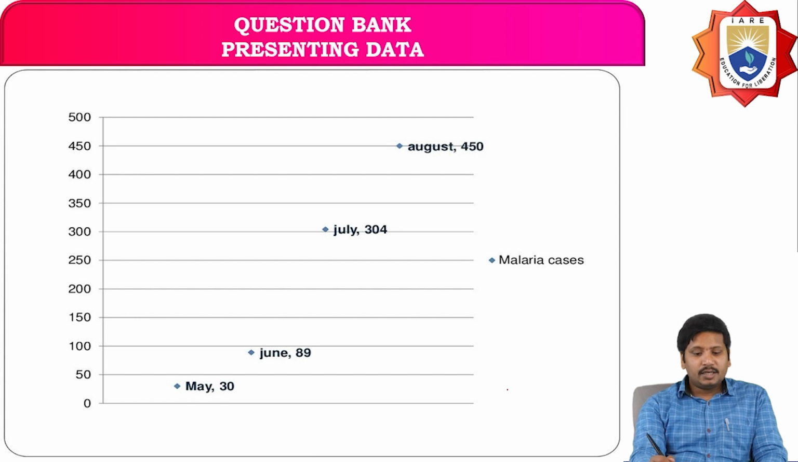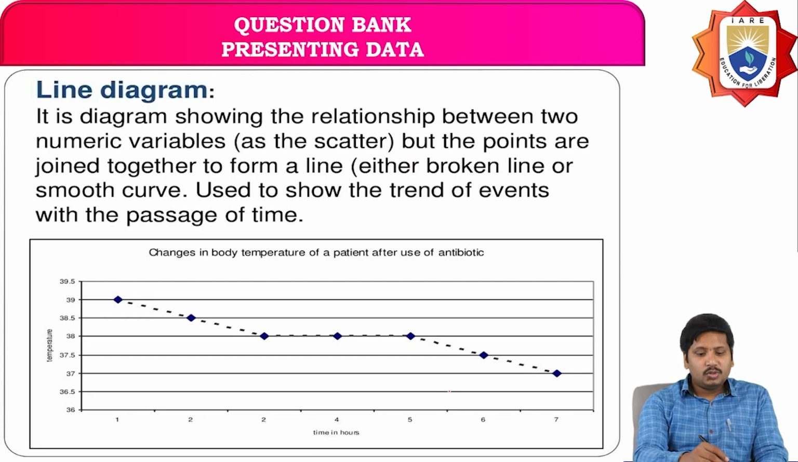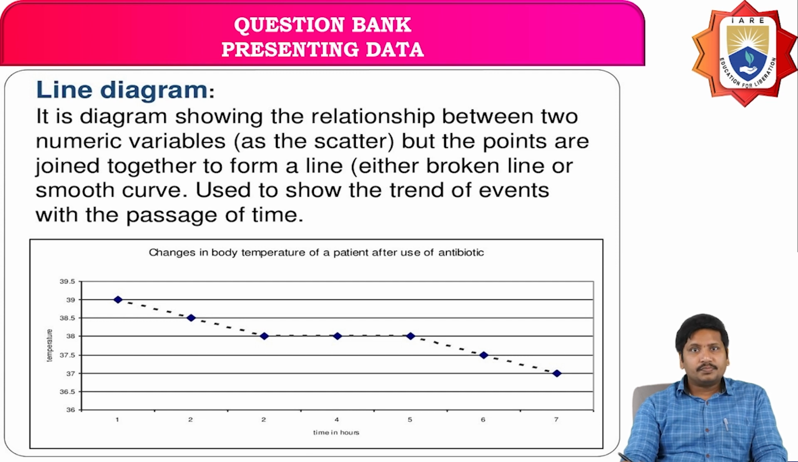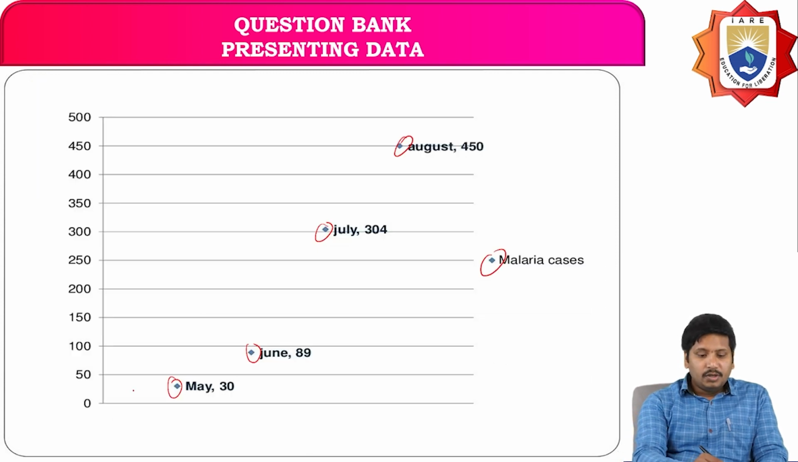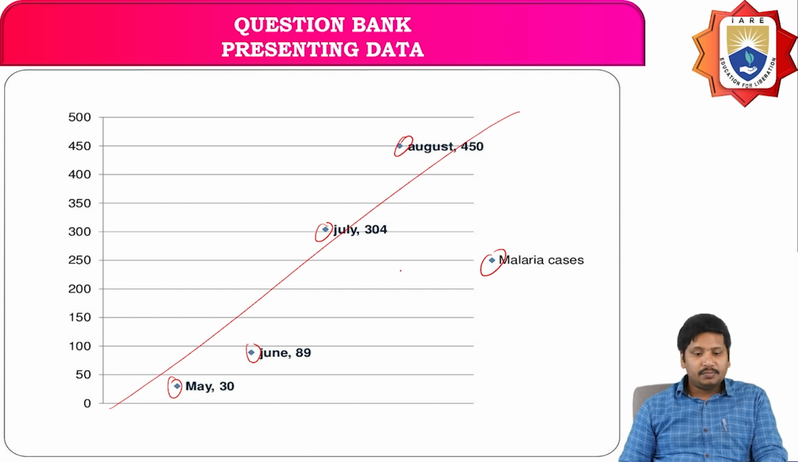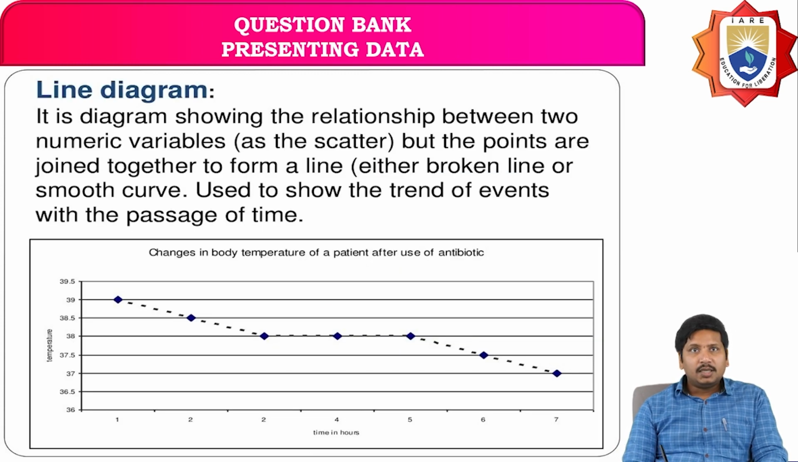In this diagram, I can mark these dots. Once I have marked these dots, how do I join them? If I draw a straight line, the points which lie below this line indicate negative correlation, and the points above that line indicate positive correlation. And the next one is the line diagram.